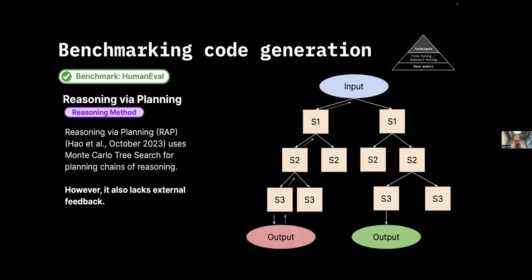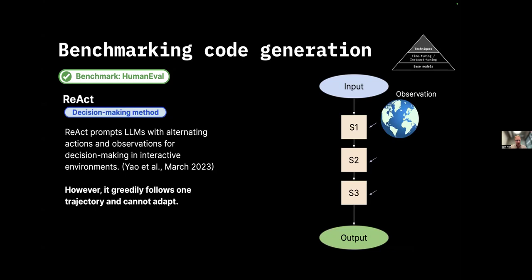Now, a further piece of work is reasoning via planning, which uses Monte Carlo tree search for planning chains of reasoning. However, it again lacks external feedback. And external feedback in this case is really interesting because for code generation, we actually have many valid external feedbacks. Most importantly, semantically, is the code valid? Could it compile? And if we have some sort of performance metric, we can derive a reward metric from that, which we can then use to improve as we search through this planning-based approach.